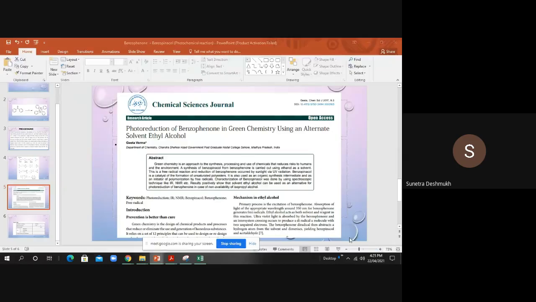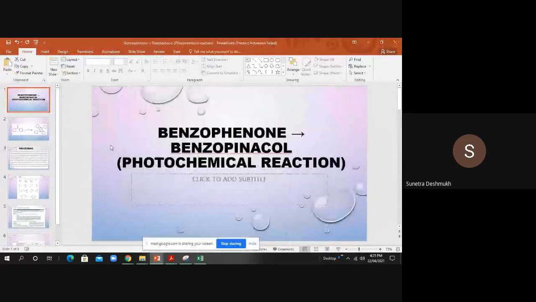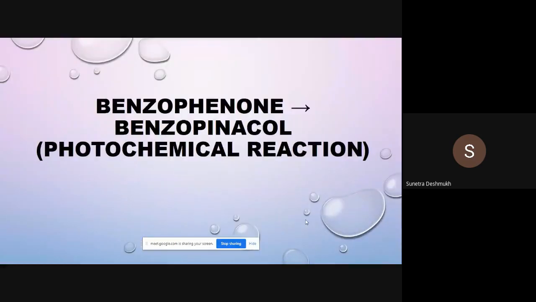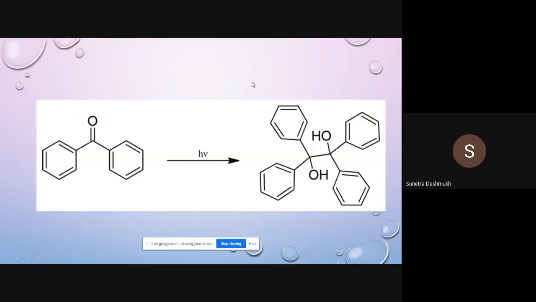Okay, our next reaction is the photocatalyzed transformation of benzophenone to benzpinacol. Okay, so it is a photochemical reaction. Here is the general reaction: benzophenone, with the help of sunlight, can be transformed into benzpinacol.